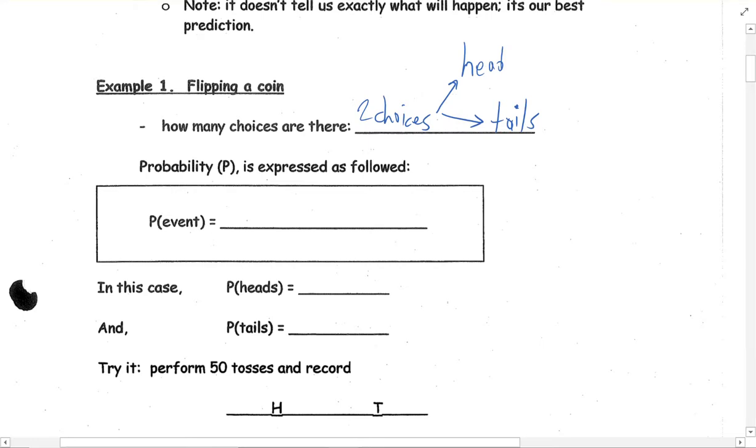Probability is expressed as the following. The probability of an event is the possible number of favorable outcomes as a fraction over the number of total outcomes, or all outcomes.